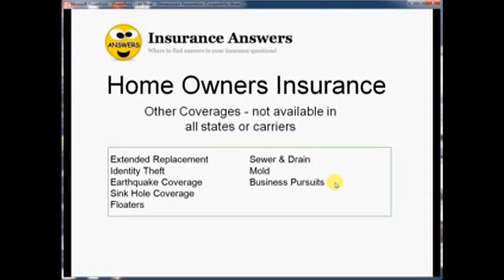And lastly, business pursuits. Many people are now running businesses from their home. If you do run a business out of your home, the items that you utilize for that business are not covered under your homeowner's policy. So you want to make sure that you either get an endorsement like this business pursuit endorsement, that would cover those items, or you get a whole separate commercial insurance policy.